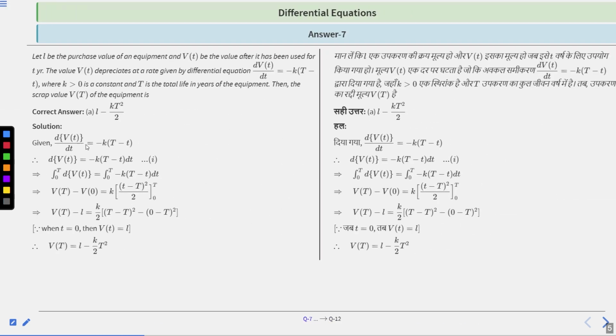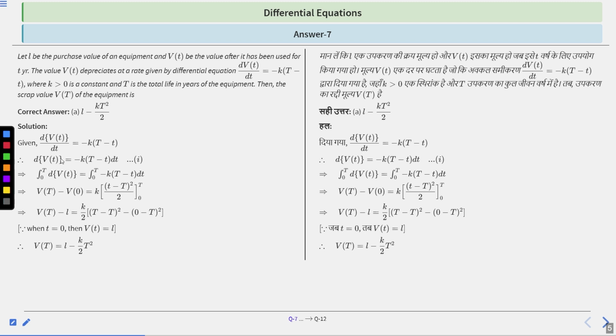Let's move to the solution part. As given, dVT upon dt is equal to minus k capital T minus t. Therefore, dVT is equal to minus of k capital T minus t dt. Equation 1. Therefore, by integrating both sides, we will get integration from 0 to capital T dVT is equal to integration of 0 to capital T minus of k capital T minus t dt. Right. Therefore, the integration will be equal to V of T minus V of 0 is equal to k times t minus capital T whole square upon 2, and integration is from 0 to capital T, right? Therefore, see, V0 is basically L.